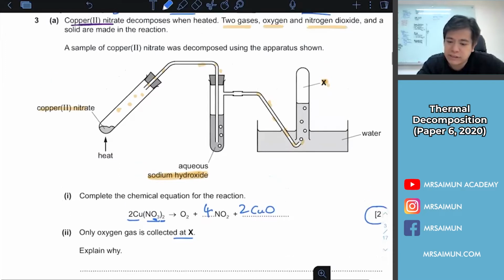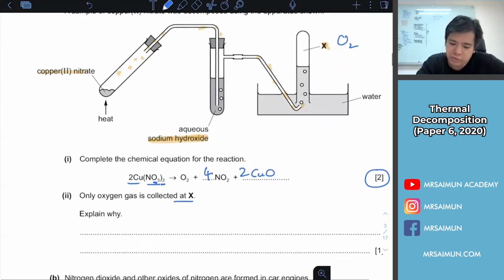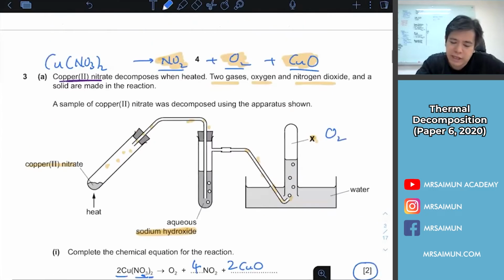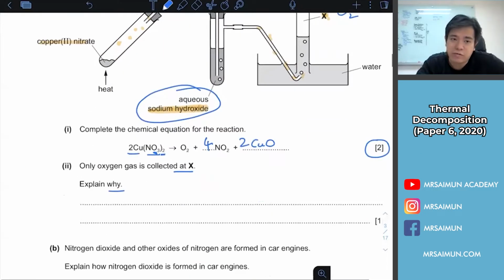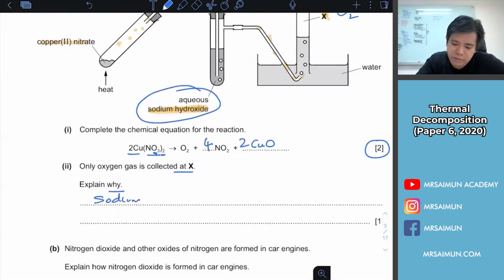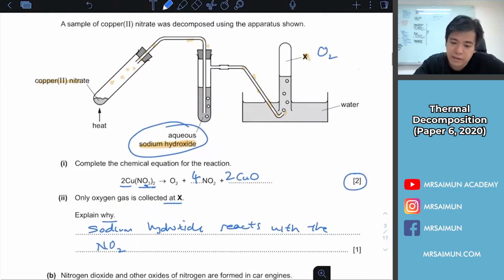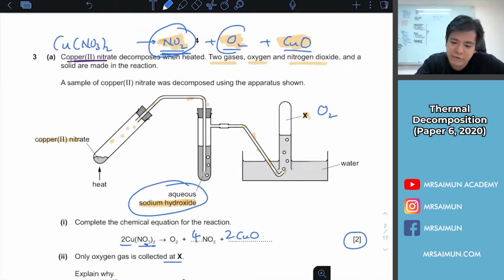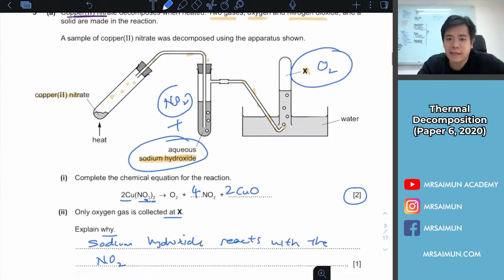One thing you need to see is this oxygen gas here. Why is it so? Because the nitrogen dioxide is kind of acidic, so the acid reacts with the sodium hydroxide. You can say the sodium hydroxide reacts with, which means absorbs, the nitrogen dioxide. That's all. There are 2 gases given off here, but only oxygen is left because the nitrogen dioxide reacts with this. One acidic, one alkaline, gone. That's how we remove it.